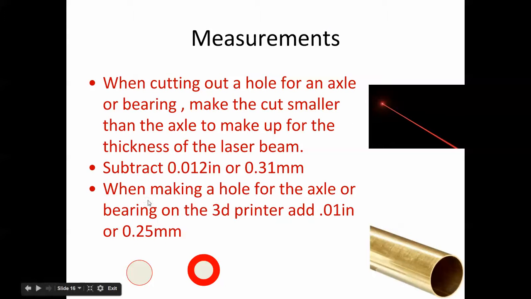So subtract that. When making a hole for the axle or the bearing on the 3D printer, that's the exact opposite. You're going to actually add 0.01. We'll talk about that later. All right, that hopefully will get you started with Inventor, and you can make some progress.